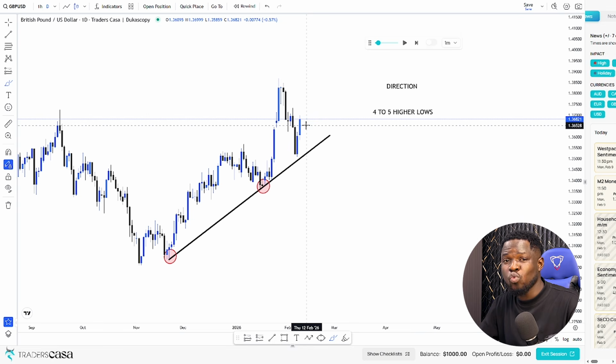I want to wait for that moment by using this trend line breakout.